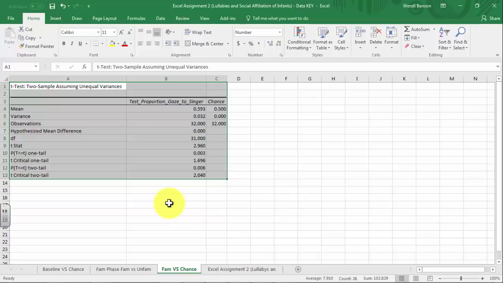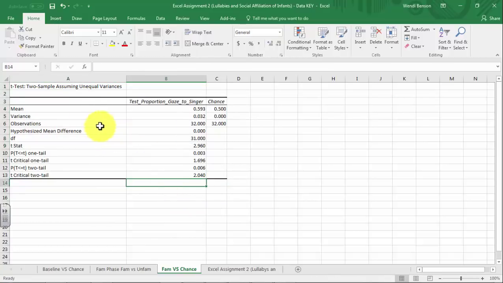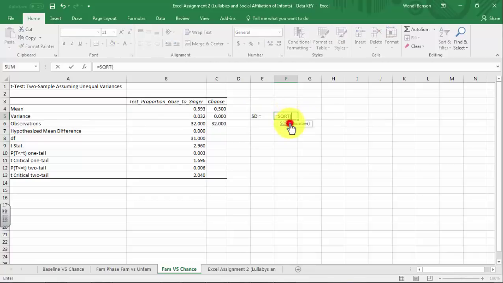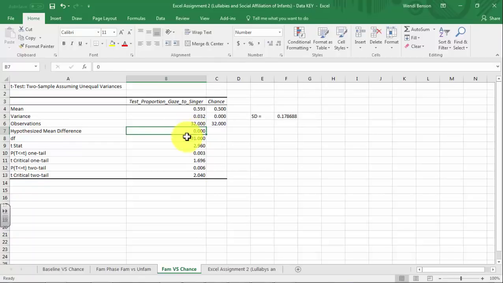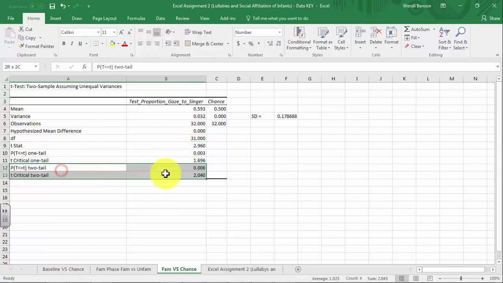There you go. You're going to see similar stuff to what you saw before, right? You can see here is the mean or the average proportion that they stared at that last phase where they saw the 2 pictures side by side and the women were just smiling. What proportion did they stare at the woman who sang the familiar lullaby? Well, on average, about 59% of that time was spent looking at the familiar lullaby singer. Here's your variance again. If you want your standard deviation, I'm just going to do it over here this time. SD equals square root of the variance. There's your standard deviation. 32 infants. Hypothesized mean difference default is always 0. Degrees of freedom, n minus 1, is 31. Here's your t statistic if you calculate it in step 3. And again, we're going to focus on two-tailed findings.